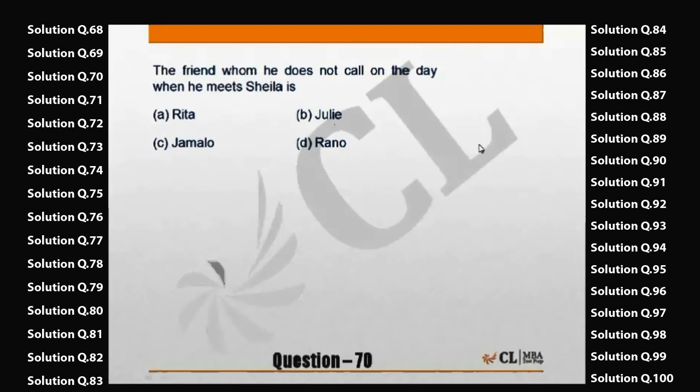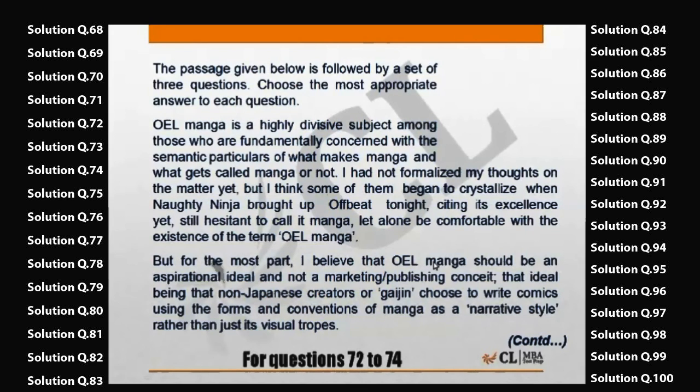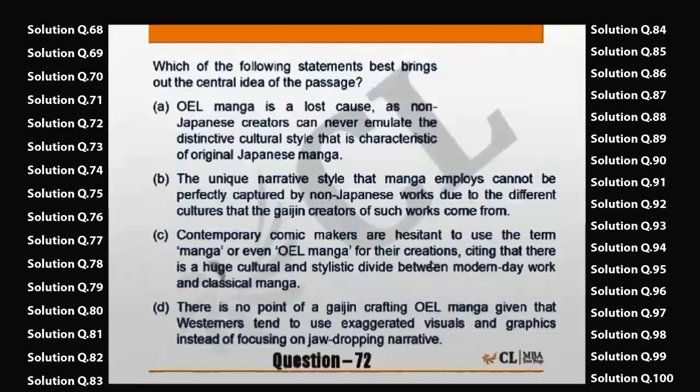Question number 72 brings us to the second passage in the mock. This passage was about OEL manga, as you might have read. OEL here stands for Original English Language Manga, manga being a kind of Japanese comics. Anyway, the first question which said, which of the following statements best brings out the central idea of the passage? You had to guess what was the theme of the passage, what was the central idea. The correct answer here is option B, which says, the unique narrative style that manga employs cannot be perfectly captured by non-Japanese works due to the different cultures that the gaijin creators of such works come from.